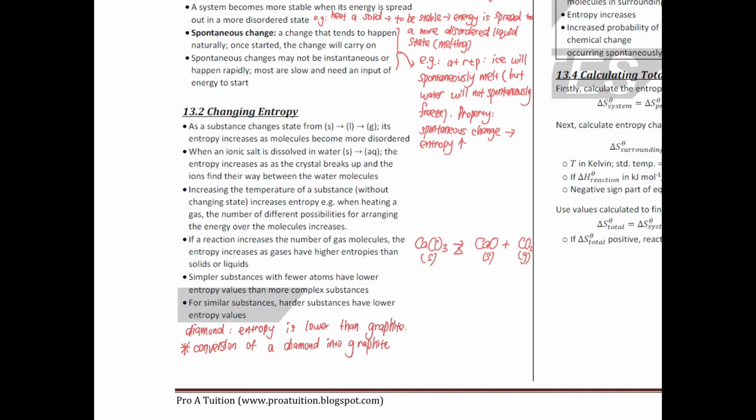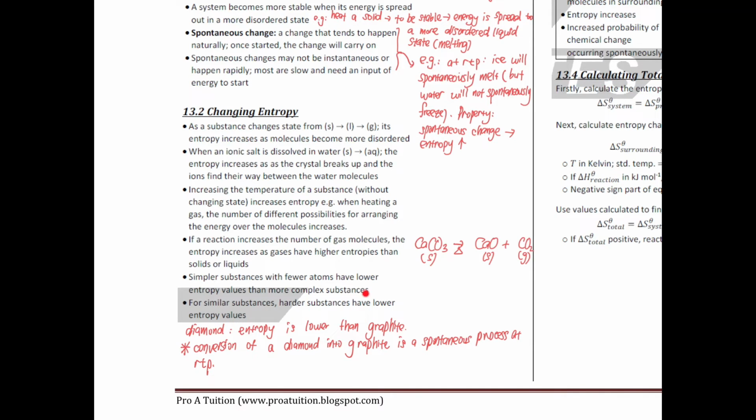This is a waste. Diamond is so valuable, and you convert it to graphite. This is a waste, but it's a spontaneous process at RTP. It's a spontaneous process, and this fact fulfills the information just now. Spontaneous process, spontaneous change, entropy increase. So diamond to graphite is a spontaneous process, and of course the entropy increases.